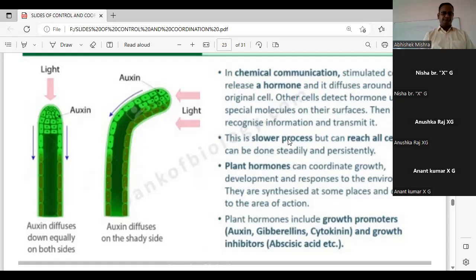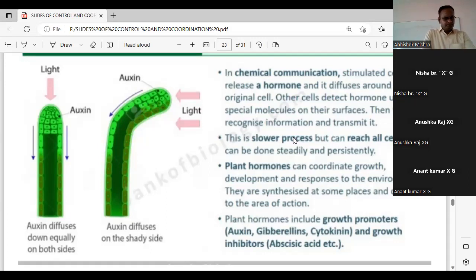Okay. Correct. Oxygen diffuses on the shady side, correct. Anushka. Yes, sir. Anushka, explain the phenomenon.